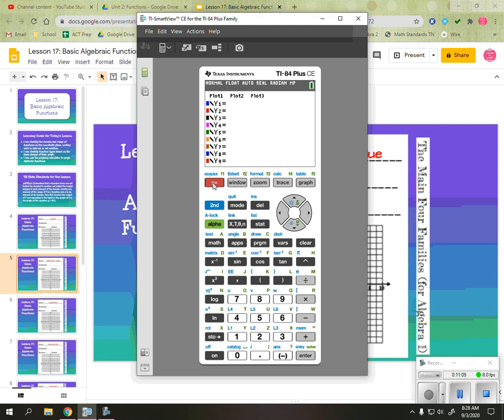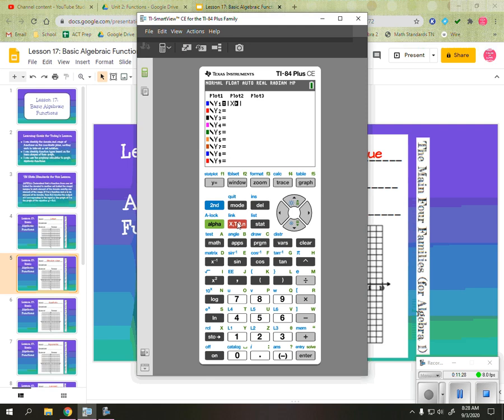You can hit the green alpha button and then the window button. And there's abs right there. And that's the one that I'm going to choose. Inside abs, I have to put something. And if you're not graphing a variable, you're only graphing numbers, you're not going to get a right graph. So you need to have a variable in there.